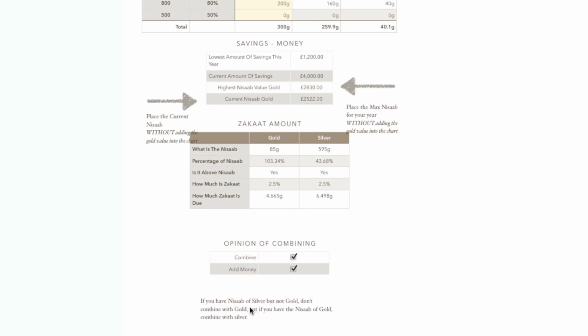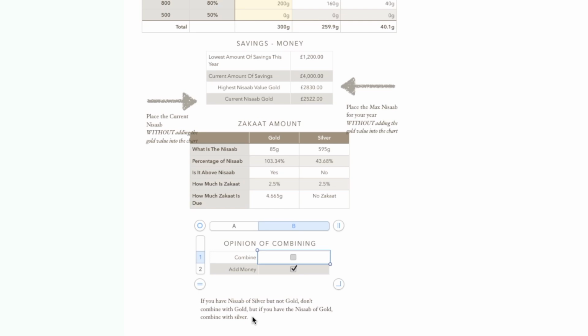So what we added here is a little note saying, if you have the Nisaab of silver, but not gold, don't combine with gold. As in, don't combine the two. But if you have the Nisaab of gold, then combine with silver. And why did we say this? Well, we kind of took this as a middle path between the two opinions.